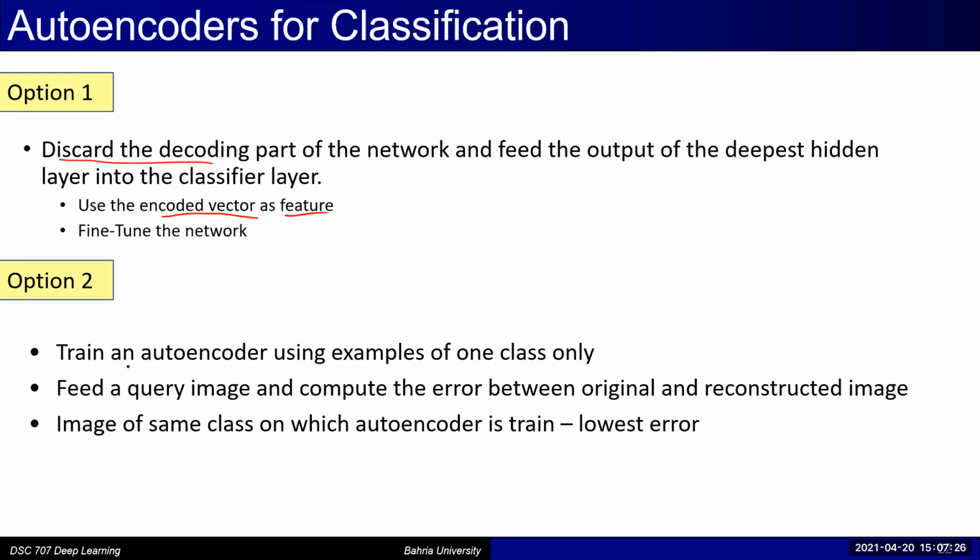The second option was that you design autoencoders equal to the number of classes, and then you train each autoencoder using examples of that class only. When you have a query image, you feed it to the trained autoencoders and you compute the error between the original and the reconstructed image. The autoencoder which was trained on the same class as the query will give you the lowest error, and this will allow you to identify the class of the query image. So this was a short discussion of how you can use autoencoders for classification.